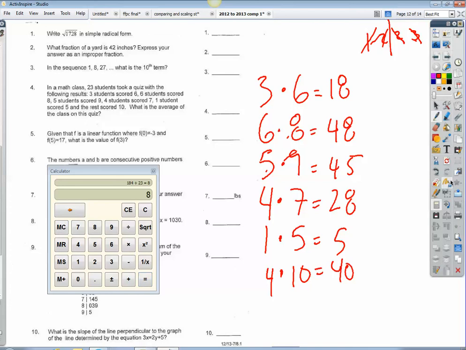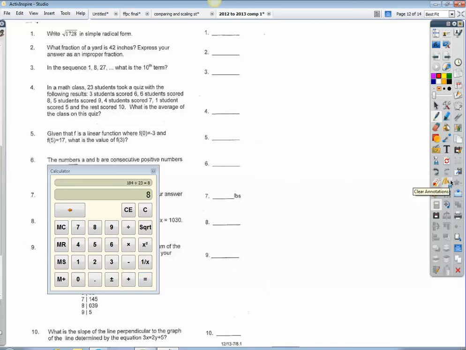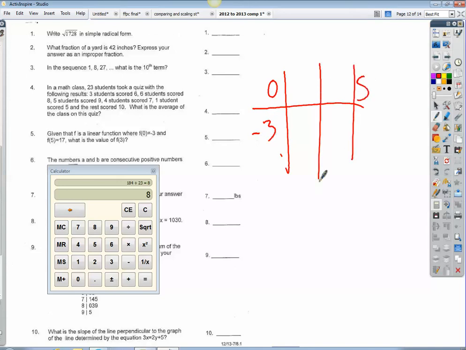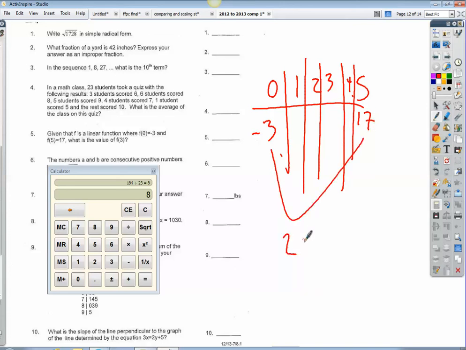All right, number 5. Oh, I love these. Linear functions. So just make a table out of this. If f of 0 is -3, and f of 5 is 17, what is f of 3? So my difference here is 20. My difference here is 5.